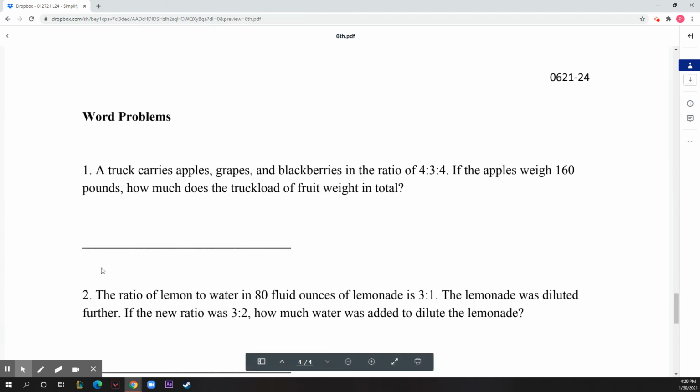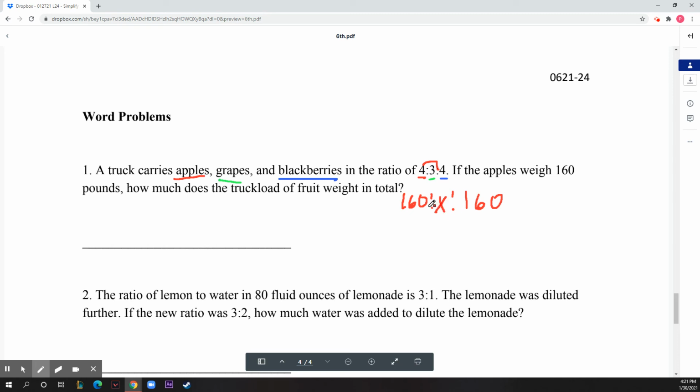The next section is word problems. A truck carries apples, grapes, and blackberries in the ratio of 4, 3, and 4. So apples is 4, grapes is 3, and blackberries is 4. If the apples weigh 160 pounds, how much does the truckload of fruit weigh in total? So it's 160, and then we'll do x, and then 160 again, because these are both 4, so if one's 160, that means the other also has to be 160.